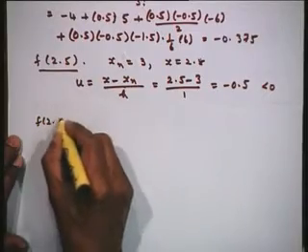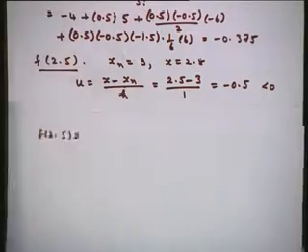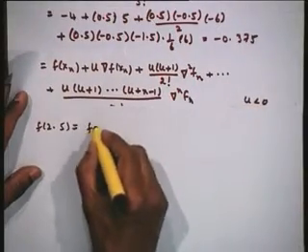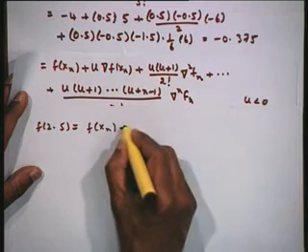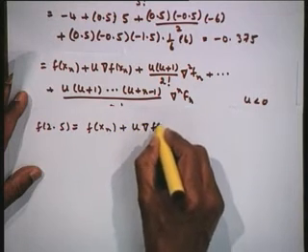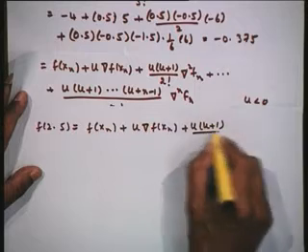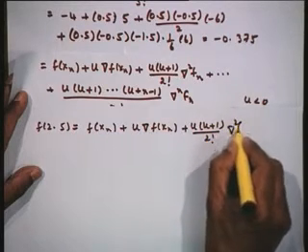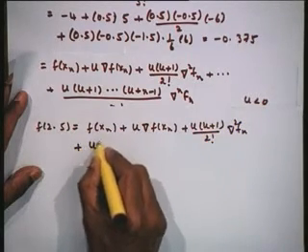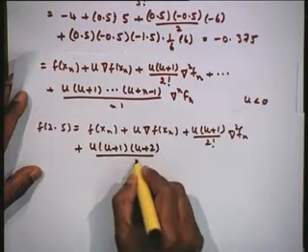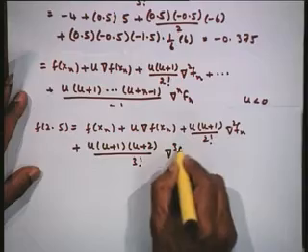Now, let us write down the solution. Therefore, f at 2.5 will be equal to, the formula would be f of x n, plus u delta f x n, plus u into u plus 1 by factorial 2 delta squared f x n, plus u into u plus 1 into u plus 2 by factorial 3 delta cubed f x n.